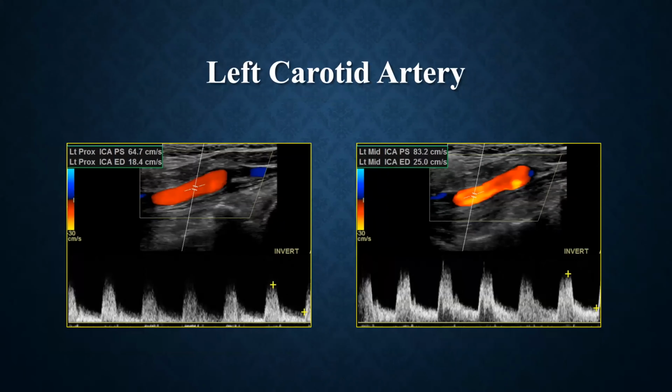Now look at the left side. Left side, the color display, nice homogeneous color pattern. Sample volume correctly placed in the middle, angle corrected. Velocity is only 65 to 80 centimeters per second in that internal carotid. Look at the waveform shape. Nice low resistance pattern. Here's our upstroke, lots of forward diastolic flow. So it looks pretty good, right? So the problem is clearly on the right, the high-grade stenosis.